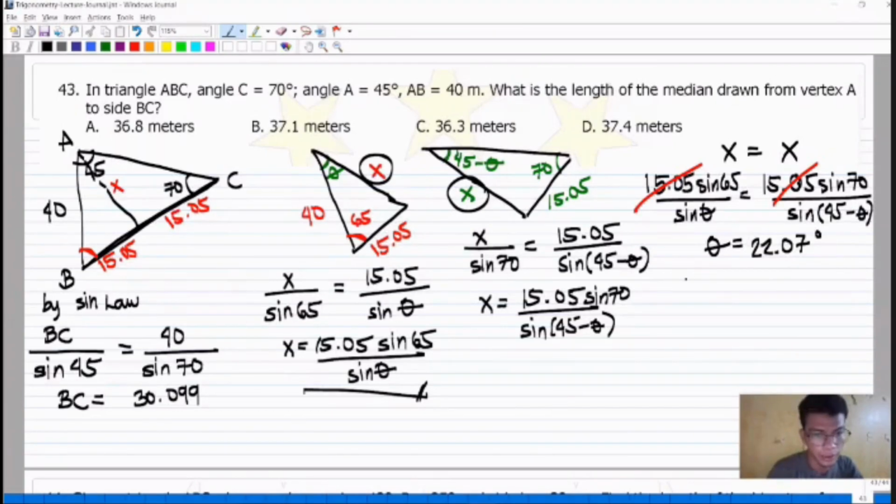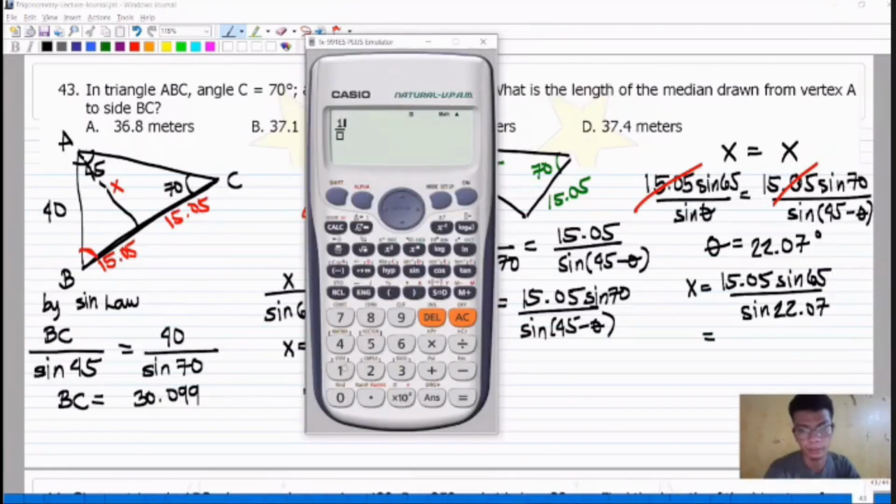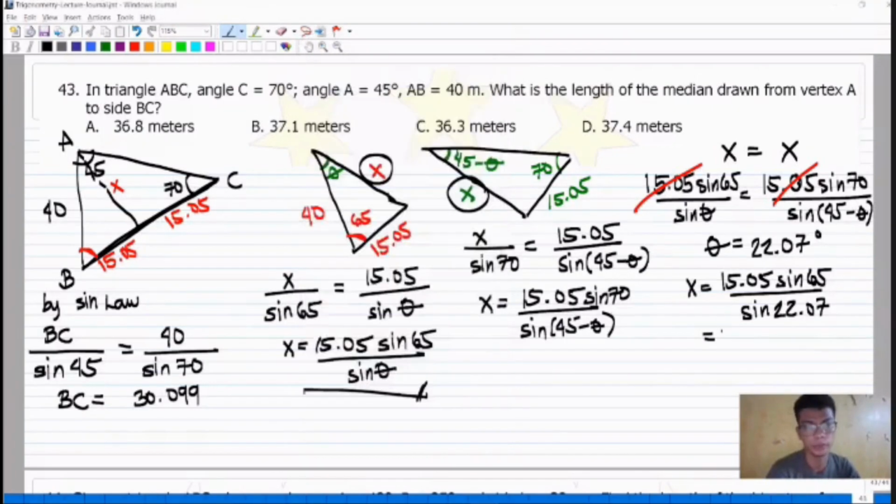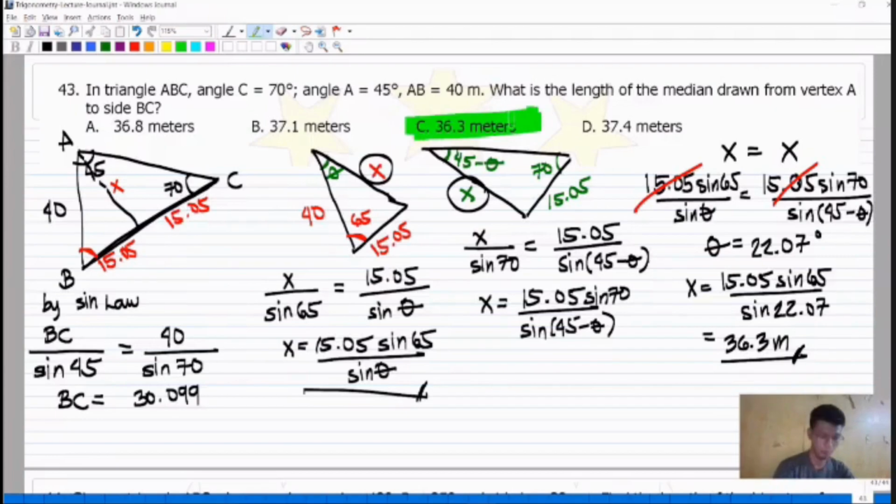Gamit na lang tayo ng isa para makuha natin yung x. That is equal to 15.05 sine 65 over sine 22.07. Ang makukuha natin value ni x ay 15.05 sine 65 divided by sine 22.07. The answer is 36.3 meters. Kasi kapag inassume natin na ang angle ay nahati sa gitna, may makukuha tayong ibang answer na nasa choices.